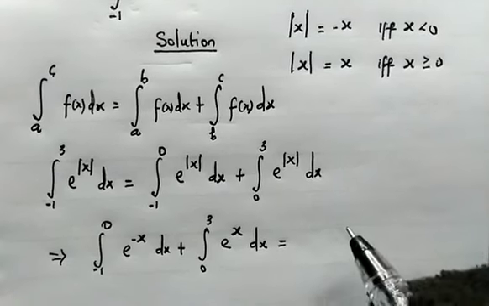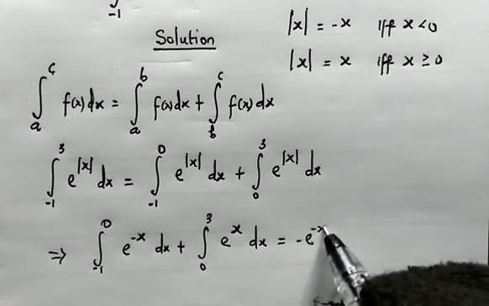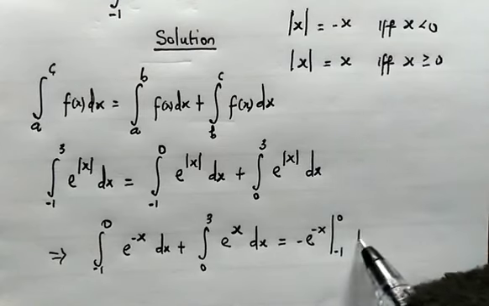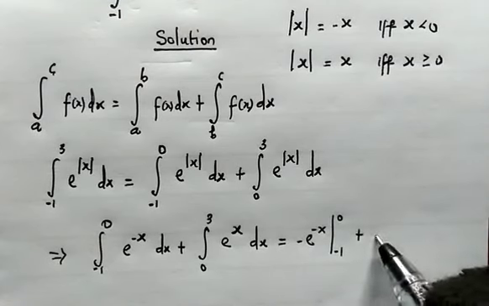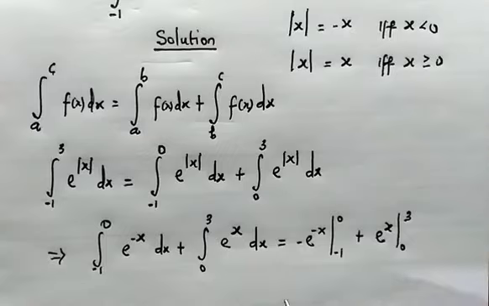And from here, the integral of e to the power of negative x will give us negative e to the power of negative x. Do not forget we have limits running from negative 1 to 0. And here plus the integral of e to the power of x will give us e to the power of x. We have limits running from 0 to 3.